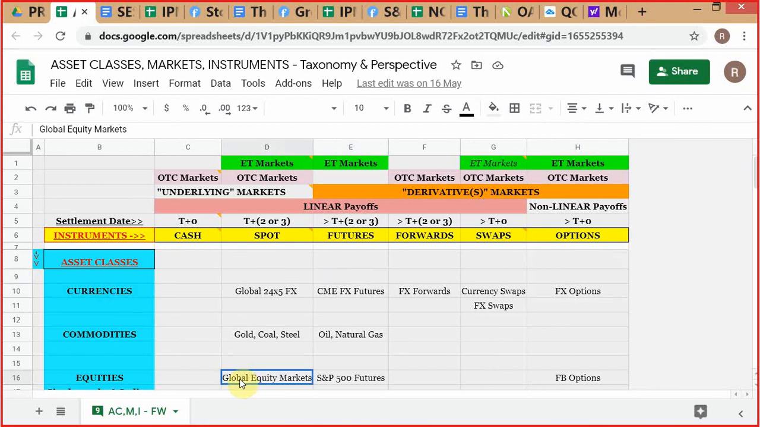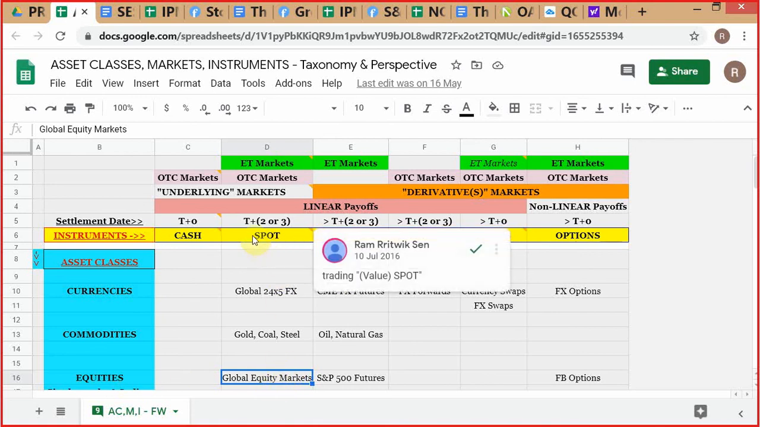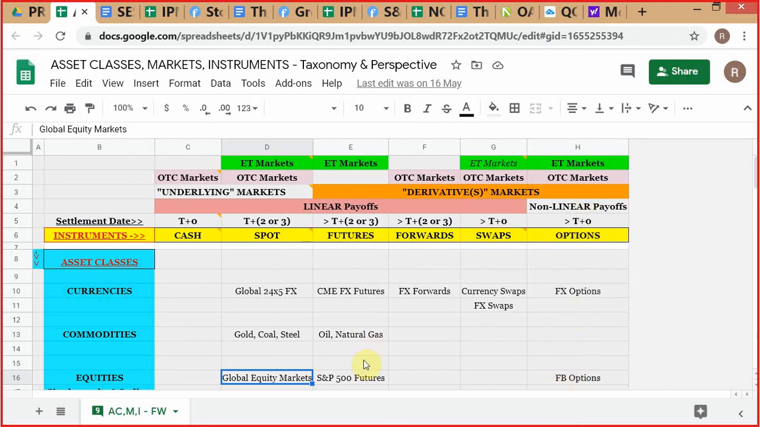So for our project, we have chosen spot, okay? And generally, this is the most popular instrument for trading equities. I'm talking about global standards. Most popular is spot, and after that is options. In some countries like India, we have equity futures also quite actively traded. But if you look at global trends, spot is the most popular, and the second most popular is options.